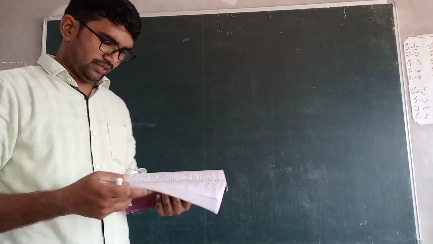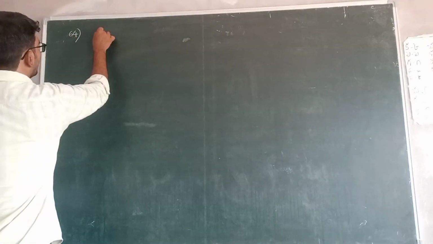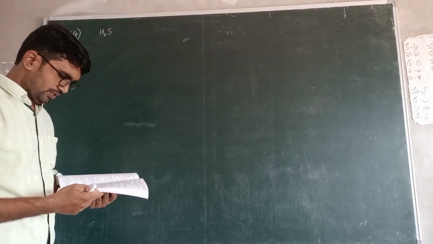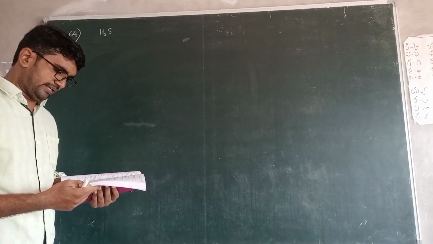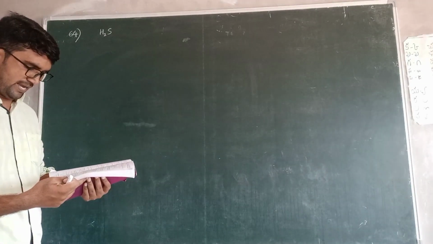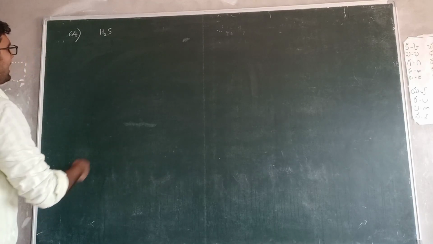Next, 64. H2S behaves as a weak diprotic acid. H2S gives how many H plus ions? 2 H plus ions, that's why it acts as a diprotic acid in aqueous solution. Which of the following is the correct explanation for pH of a solution? You can easily calculate this one.